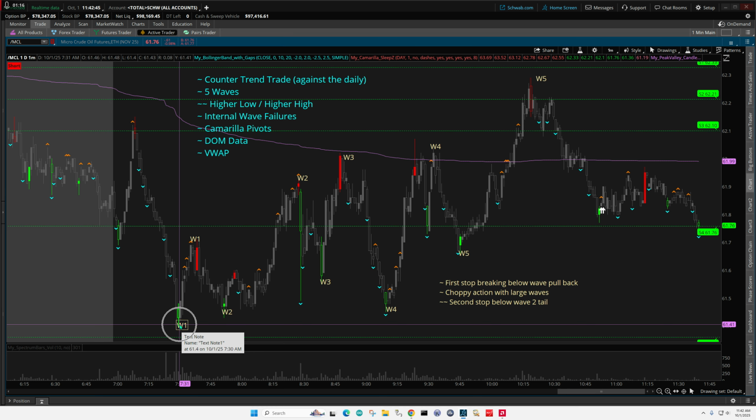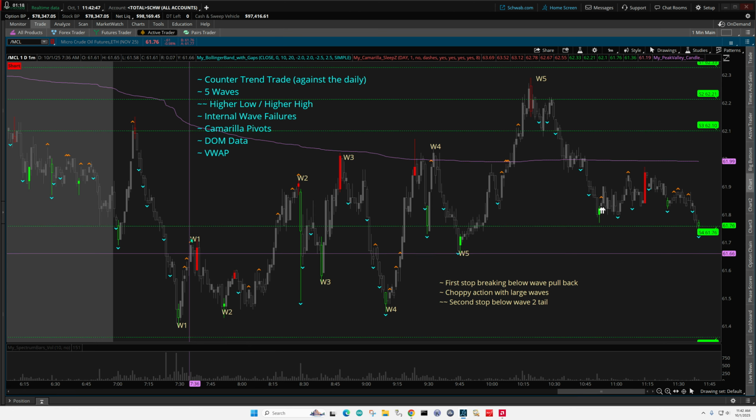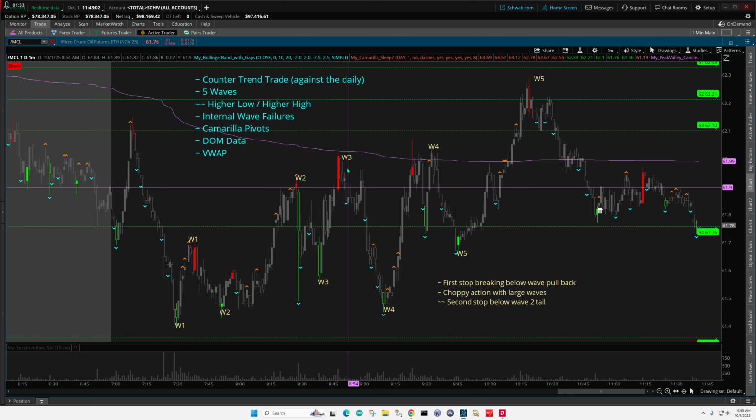So here's the beginning wave 1. Price goes up, pulls back. Wave 2 starts here. You can see that wave 2 is above wave 1, so that's a higher low. Wave 2 ends at a higher high. Pull back to wave 3, that's a higher low because it's above wave 2. Wave 3 ends above wave 2, that's a higher high.